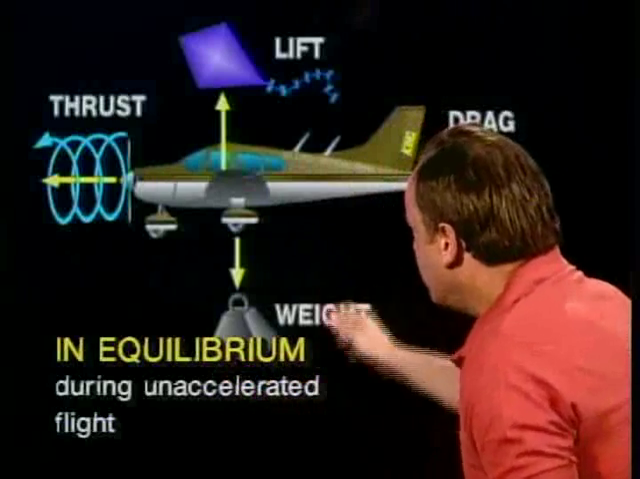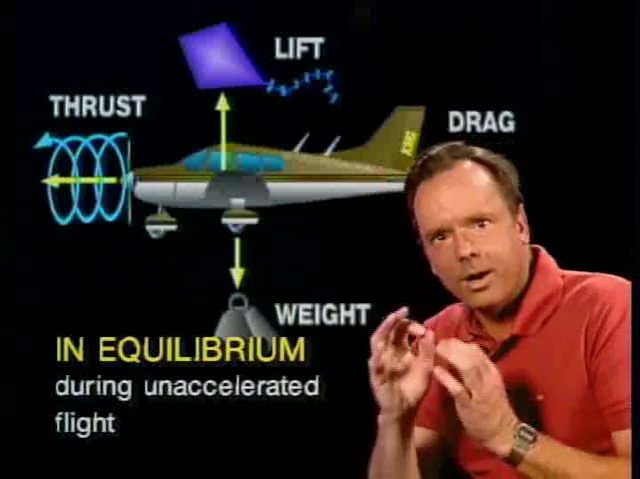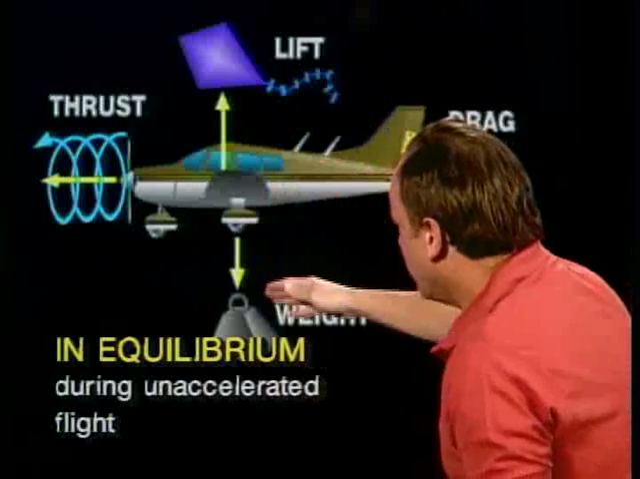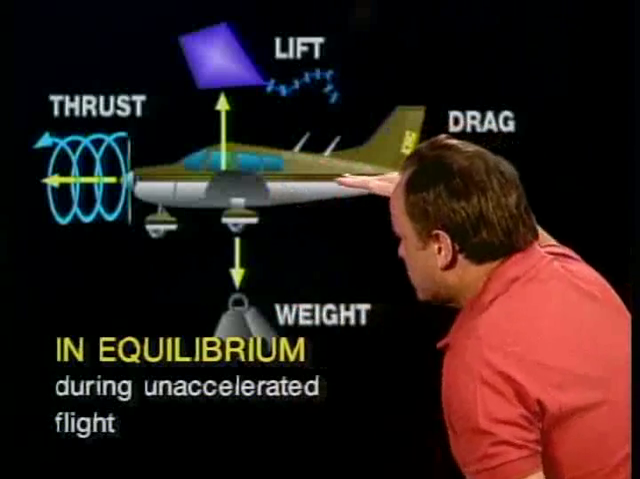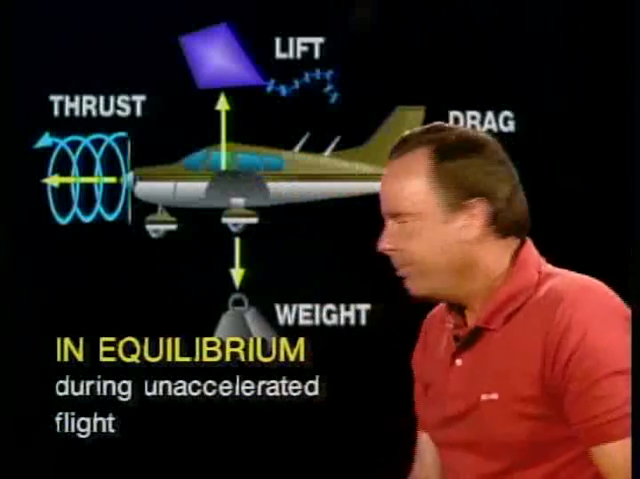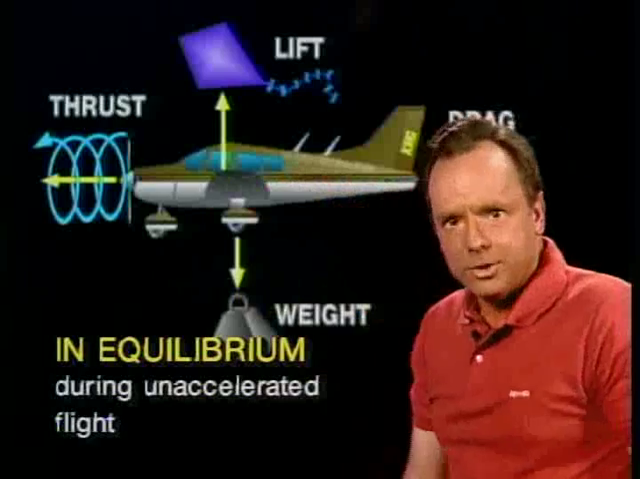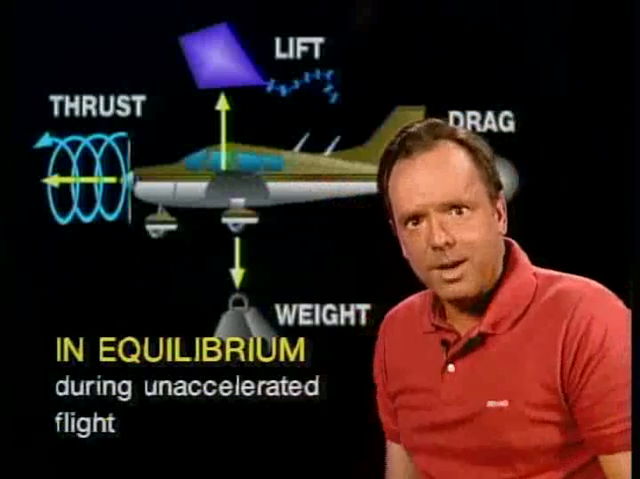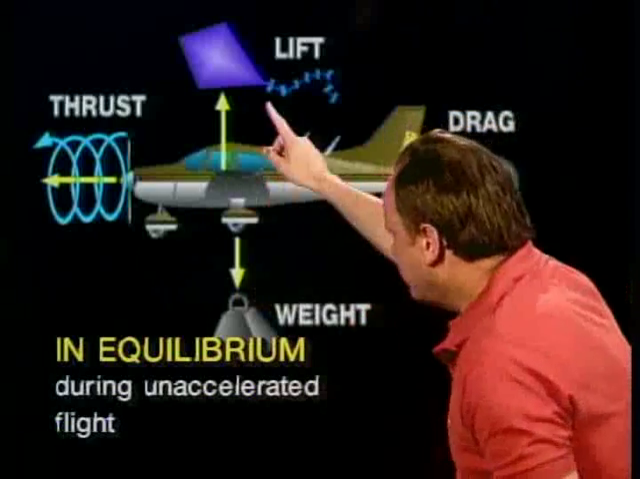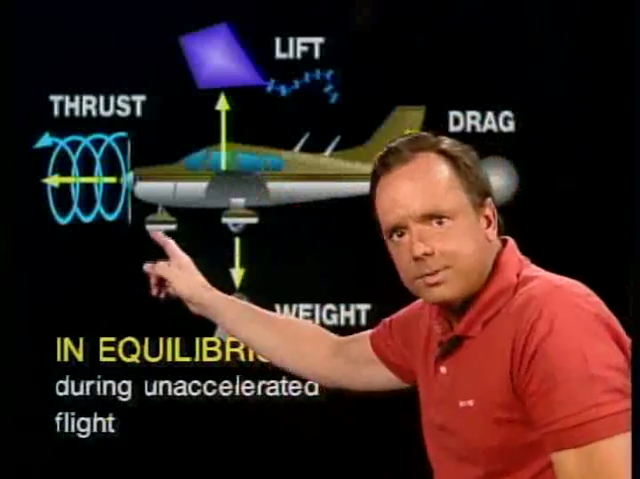Now, equilibrium means thrust is equal to drag, and they are not changing. Lift is equal to weight, and they are not changing. So in straight and level, unaccelerated flight, these four forces are in equilibrium. They are equal to each other and not changing. So the relationship in straight and level flight is lift is equal to weight, and thrust is equal to drag.